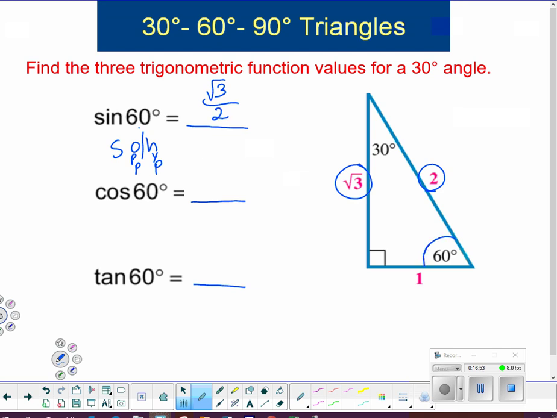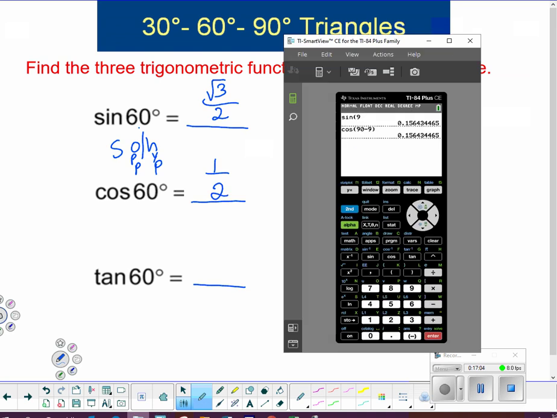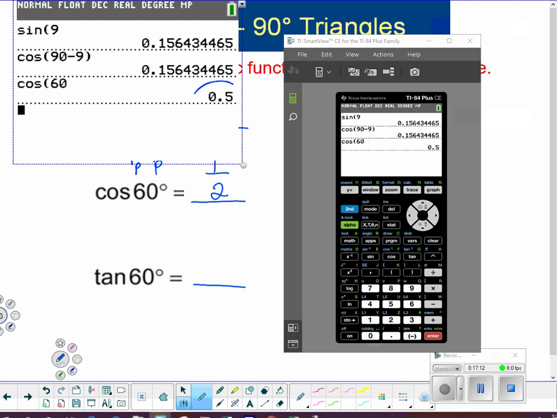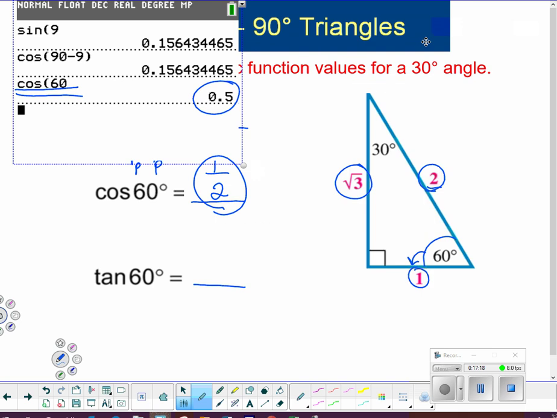Cosine from 60 degrees, I need the adjacent side, which is 1, compared to the hypotenuse, which is 2. If I take my calculator and key in cosine of 60, look at what happens. We get an answer to cosine of 60 as 0.5, the numbers that we just indicated off of our special right triangle.